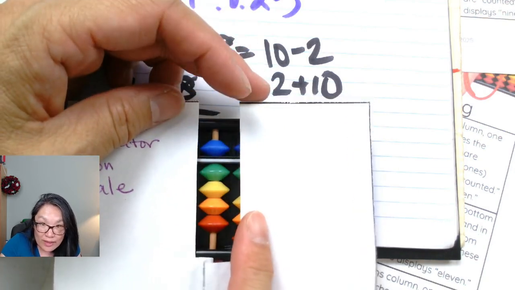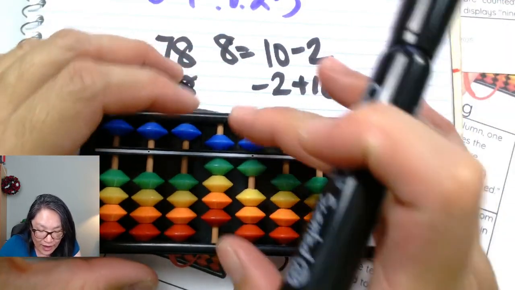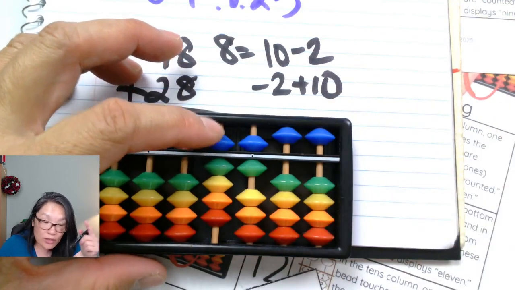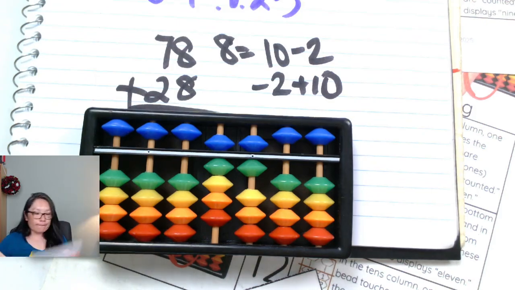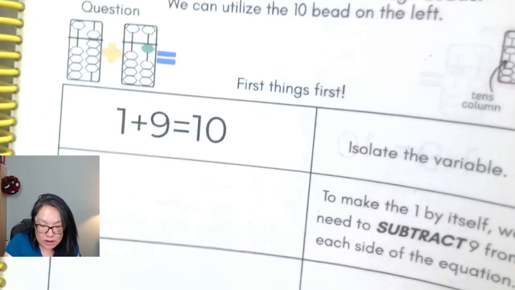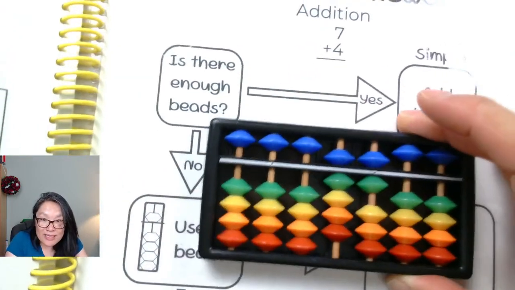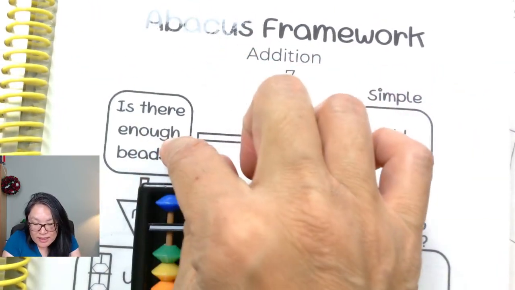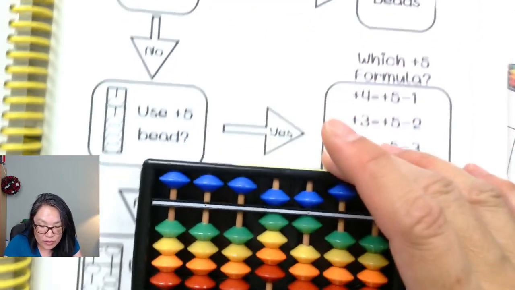Because I have no more room to add the 1, can I add the 5? No, I cannot add the 5. So I've got to go to the next one over. When I look at my abacus formulae and my framework, we're going to plus the 1. The question is, are there enough beads to add the 1? No, there isn't. So I've got to go down and see.